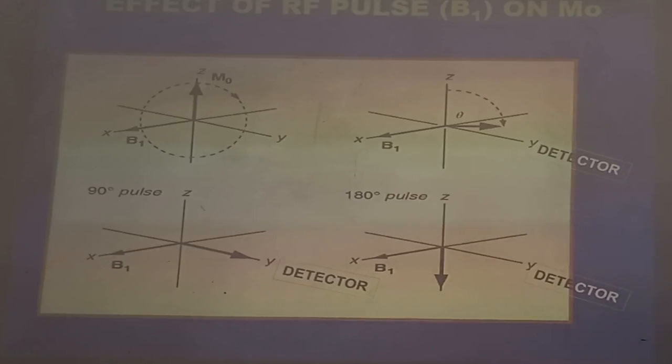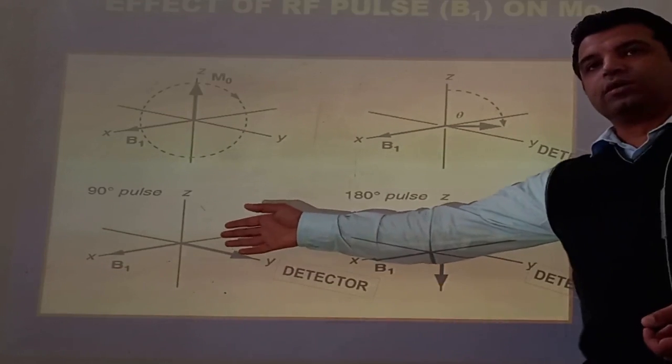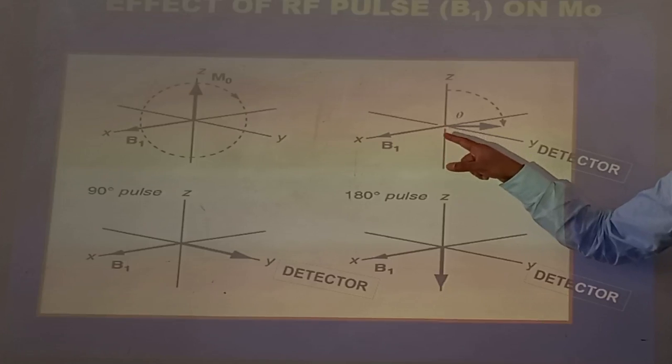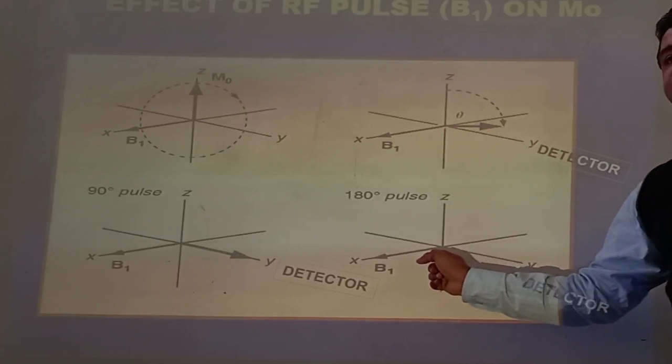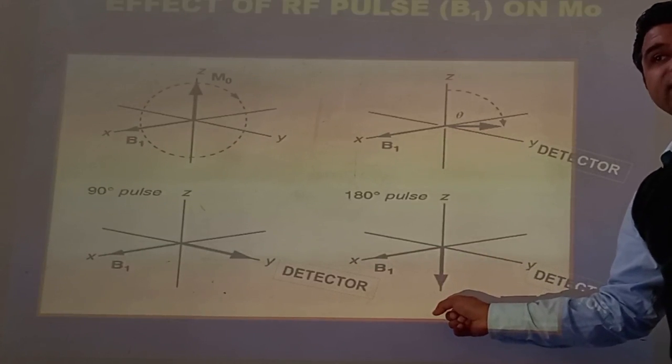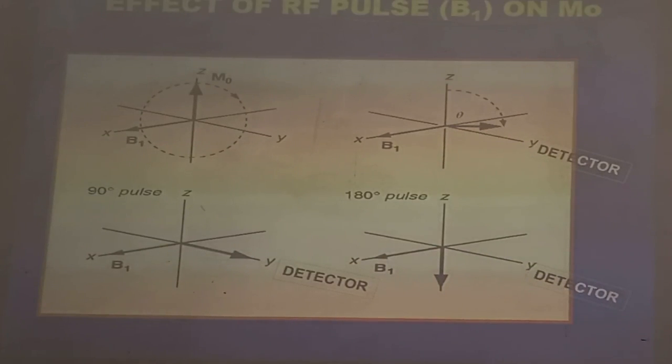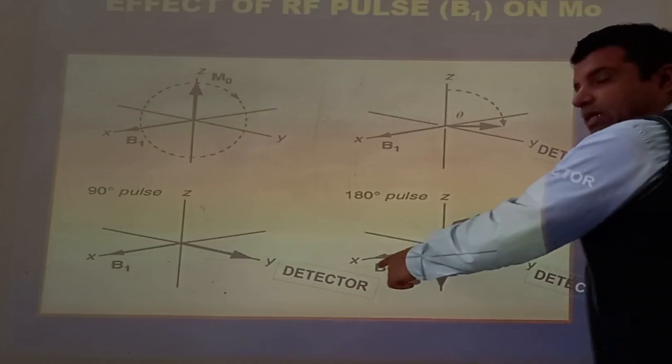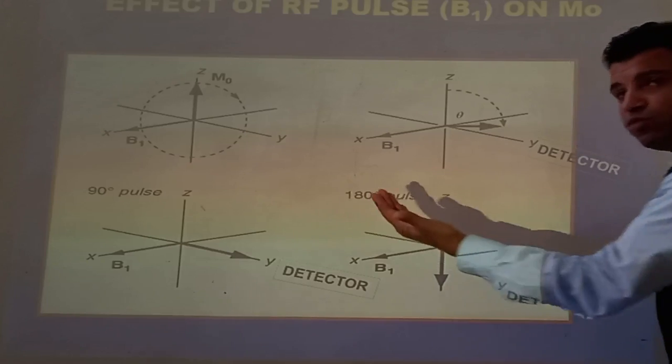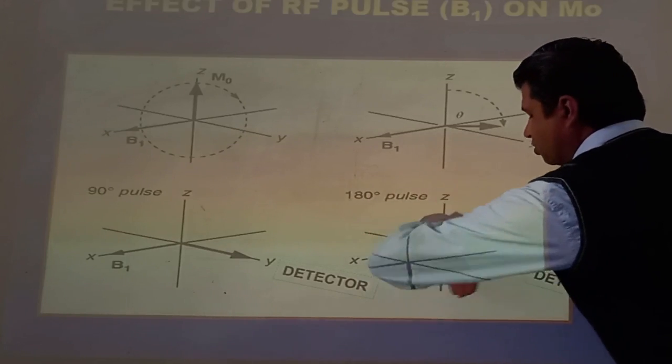If you want to give a pulse for a duration that is double the previous one, it will take this M0 from the z-axis through an angle of 180 degrees to the minus z-axis. It has moved through an angle of 180 degrees, but in which direction? It went from the z-axis to the minus z-axis, going through the plus y-axis, because we have given the pulse on the x-axis. So it has moved 180 degrees, but it has moved through the y-axis.